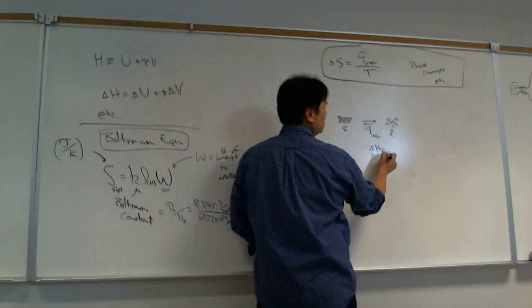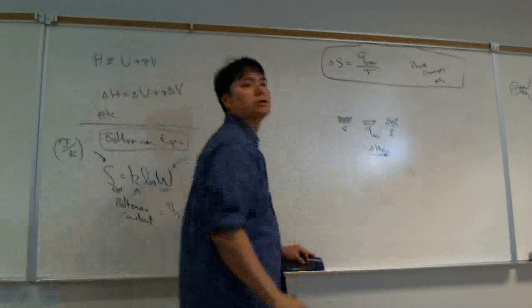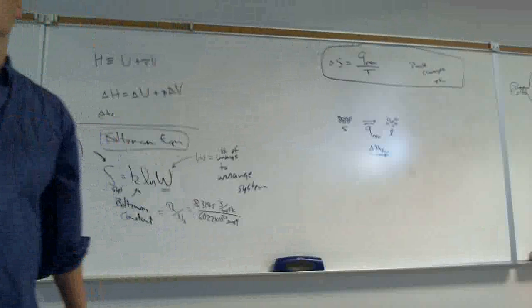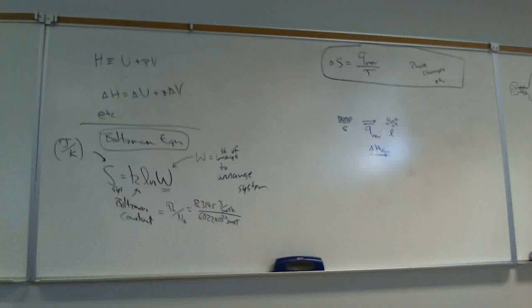Under what conditions is Q equal to delta H? A, constant volume conditions. B, constant pressure conditions. C, all conditions.